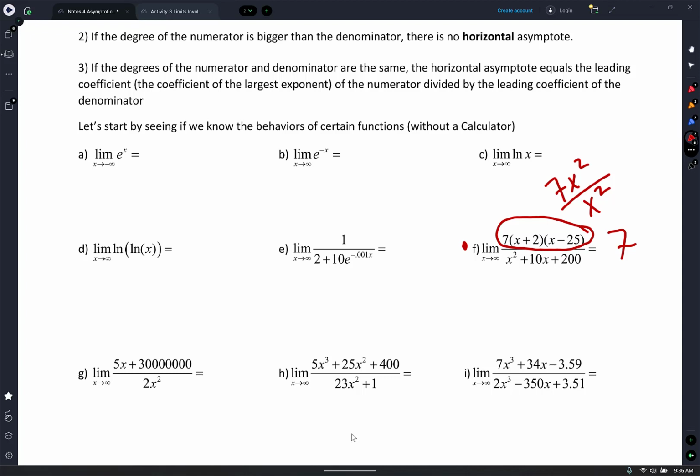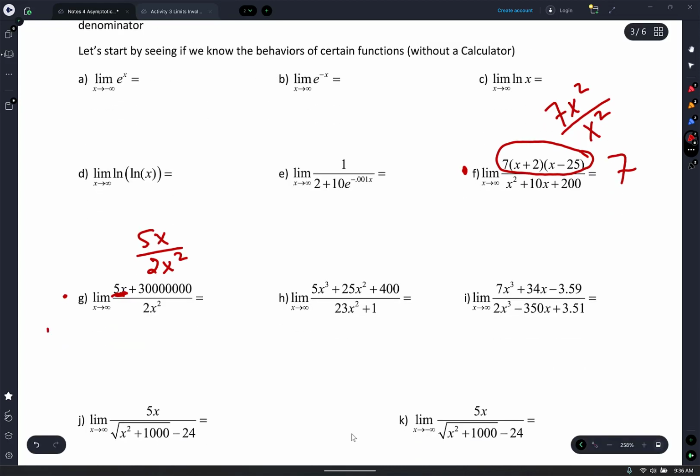Look at letter G. What is the ocean in the numerator? The 5x. What is the ocean in the denominator? Well, there's only one term, the 2x squared. As x approaches infinity, what is growing faster, the denominator or the numerator? The denominator. So what is this going to approach? You guys know? Okay, I'll help you out.